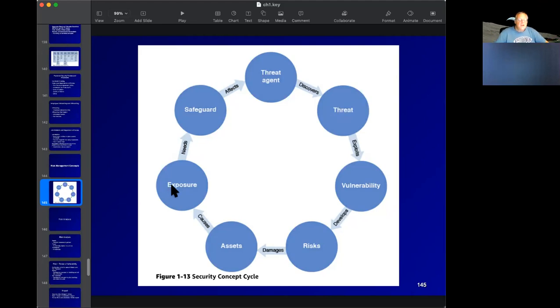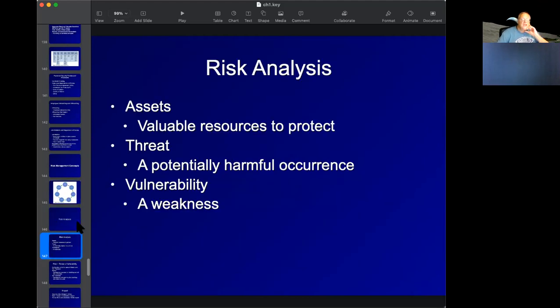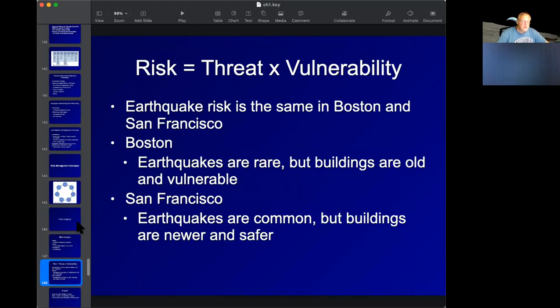This is now boiled down to how much will it really hurt us, and then you can calculate what defenses are worth putting in. Anyway, that's the security concept cycle. So risk analysis: your assets are the things you want to protect. Threats are bad things that might happen. Vulnerabilities are weaknesses that might make it possible for one of those threats to actually hurt you.